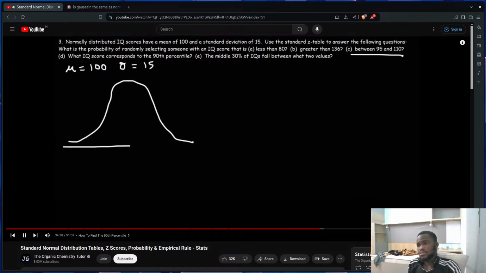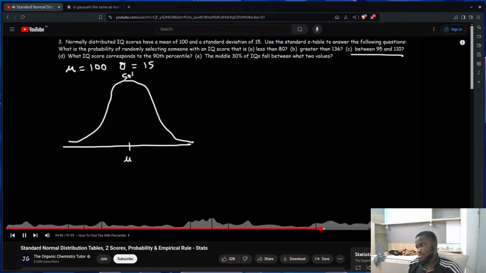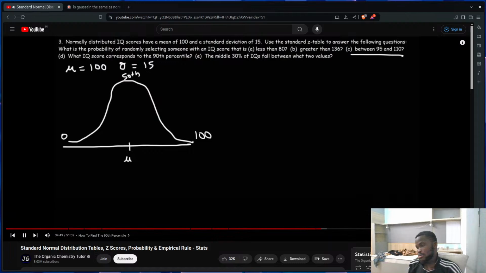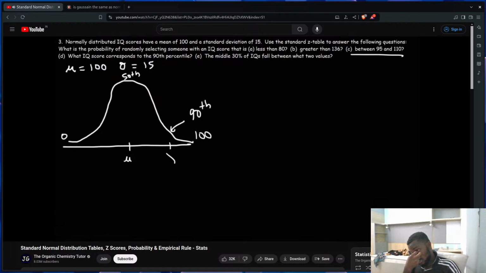We have drawn many pictures in this video so far. So here's the mean. The mean is at the 50th percentile. This is 0, this is 100. So the 90th percentile would be somewhere in that area approximately. And there is an x value that corresponds to the 90th percentile. We need to determine what that x value is. Now what we know is that the area to the left of that x value is based on the percentile. If the percentile is 90, the area to the left has to correspond to 0.90.